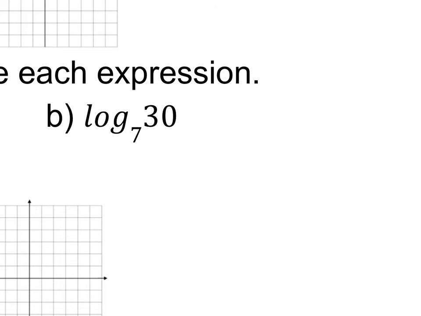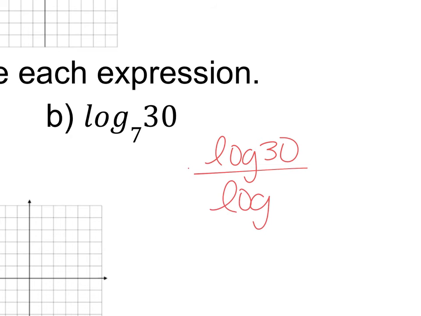Okay, so log base 7 of 30. You can't solve this one, so let's just use the change of base. So log of 30 over log of 7. And you get approximately 1.748.